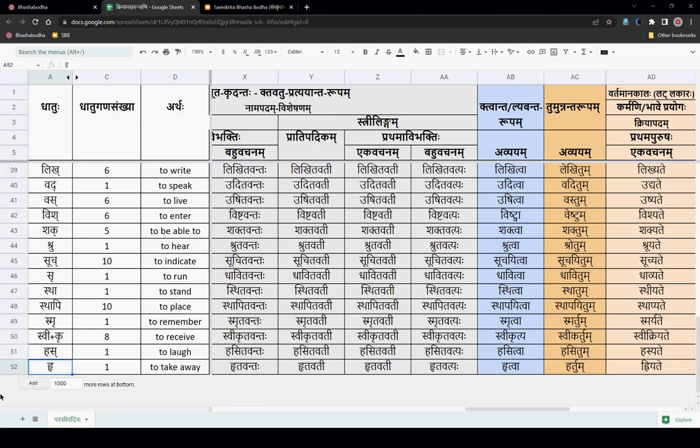Like samshayam pariharati. I have a doubt, and I clarify the doubt. I remove the doubt, like pariharati, removing. Parihara, removing actually.